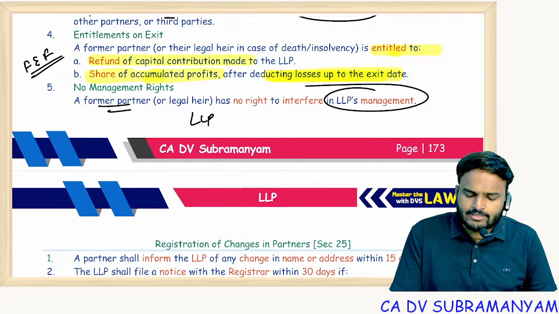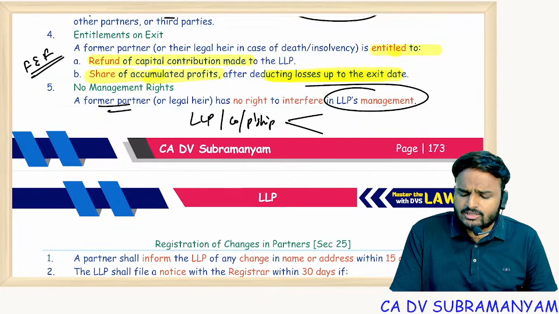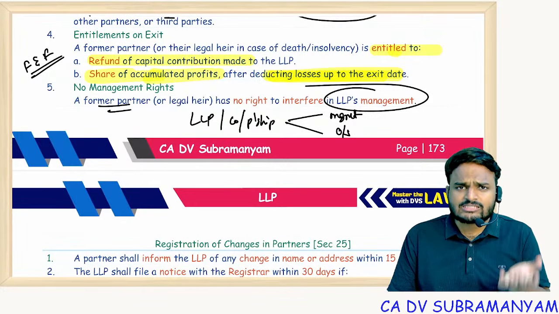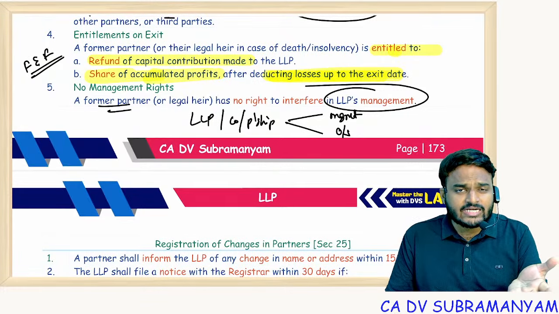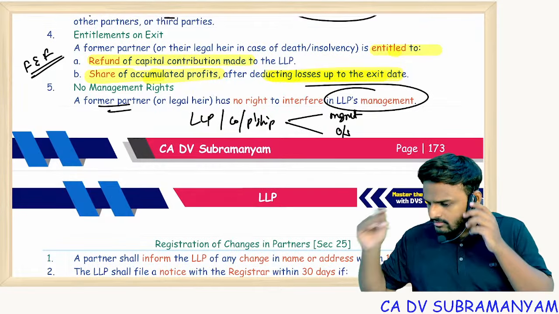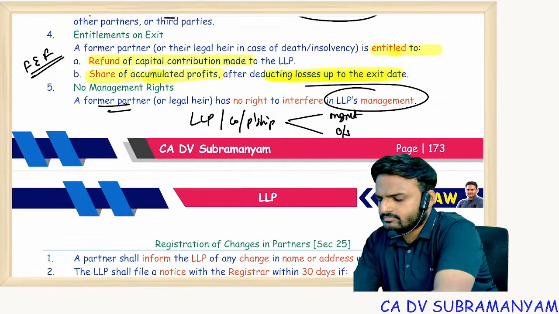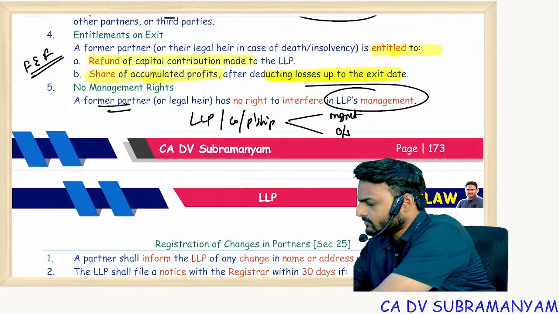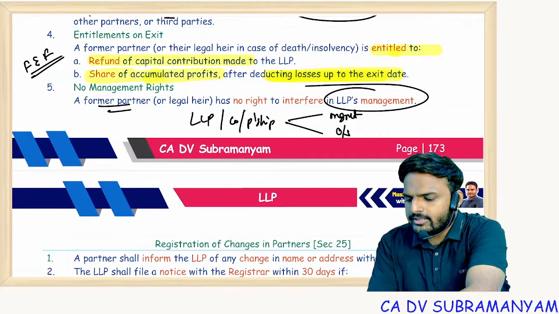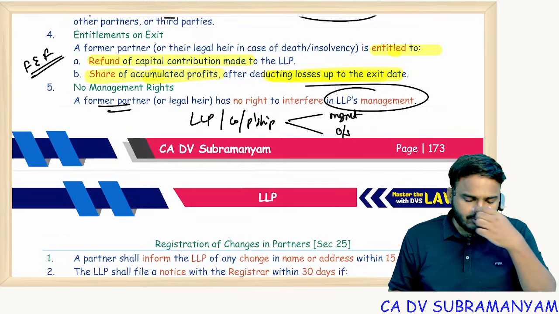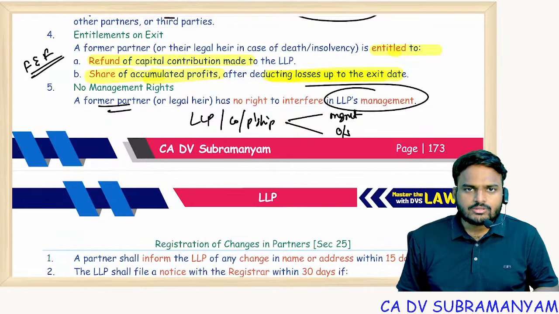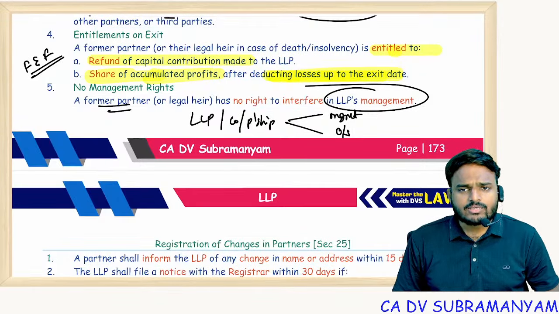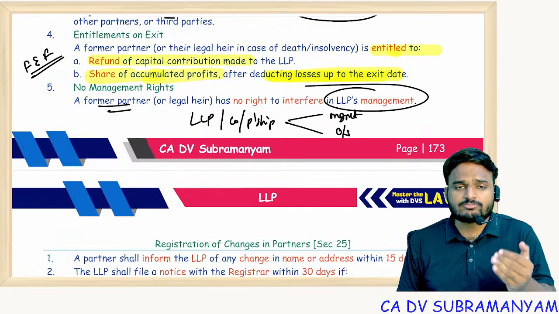I'm telling you, in an LLP or in a company or in a partnership, generally two rights will be there. One is management rights, the other one is ownership rights. If you are having only ownership rights, that means you may be a sleeping partner or you may be a member. No sir, along with ownership rights, I'm also having management rights. That means you may be a designated partner or an active partner or a director of the company. So getting my point? You may be an active partner, designated partner or director if you are having both management and ownership rights.